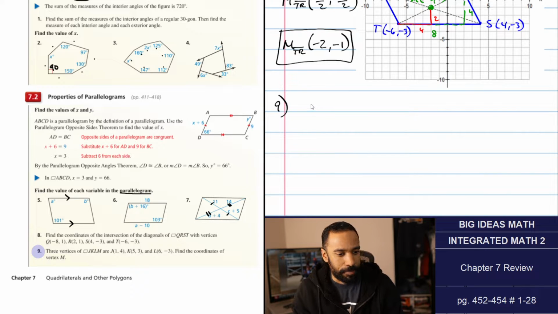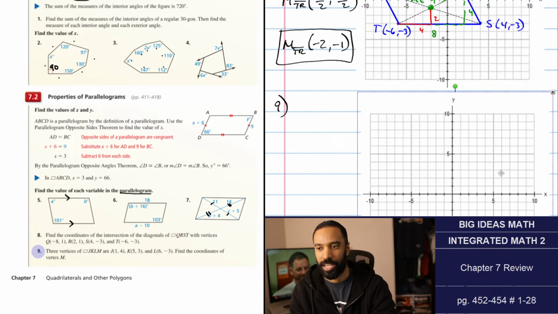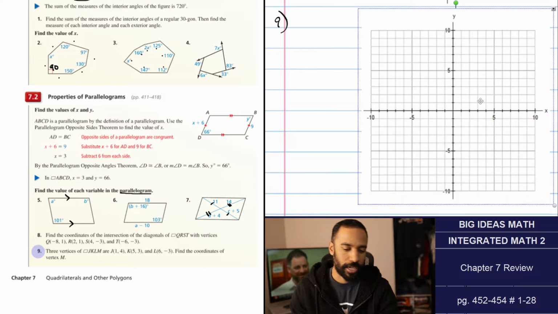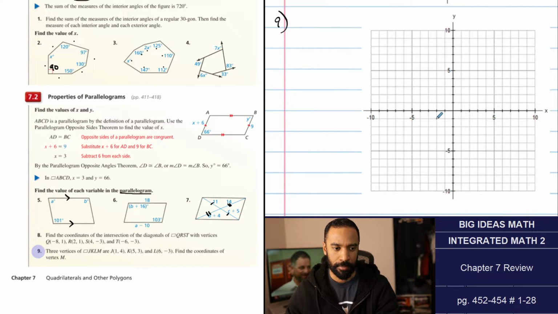Okay. Number 9. Three vertices of parallelogram JKLM are J, K, and L at those respective points. Find the coordinates of vertex M. This one I think a graph is a little more expected, and I'm strictly going to go based off the graph. Slopes count. No other way I'm going to talk about it.